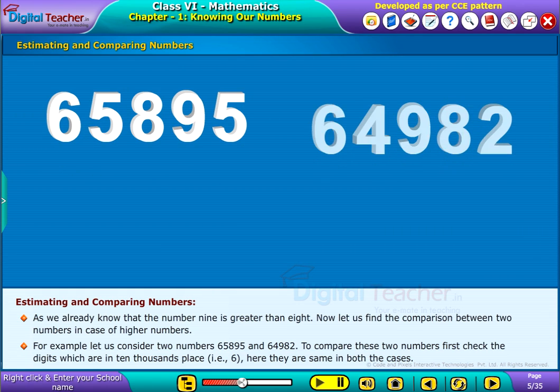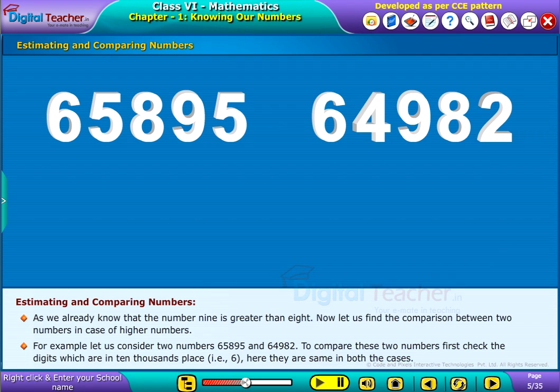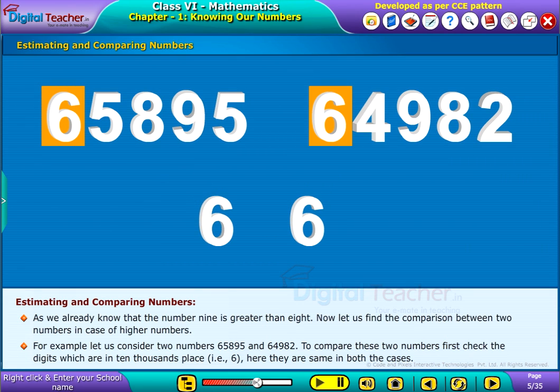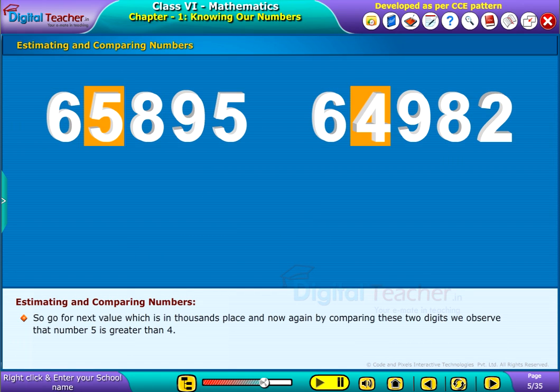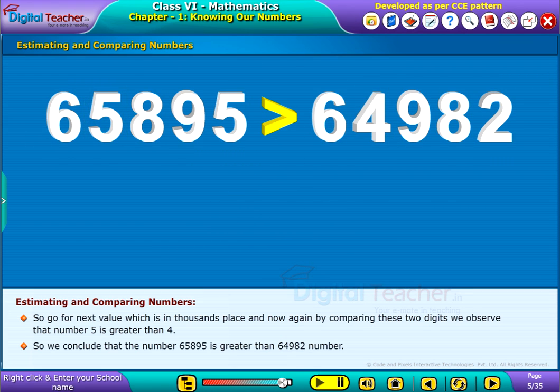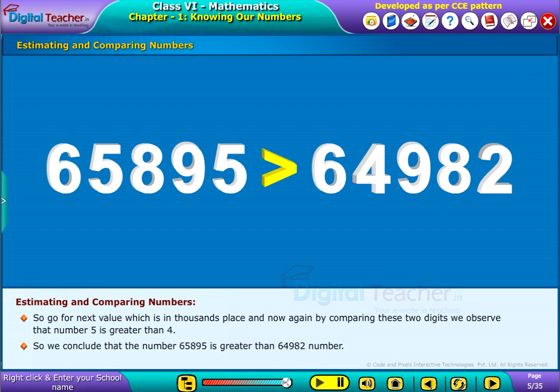65895 and 64982. To compare these two numbers, first check the digits which are in 10,000s place, that is 6. Here they are same in both the cases. So go for next value which is in thousands place, and now again by comparing these two digits, we observe that the number 5 is greater than 4. So we conclude that the number 65895 is greater than 64982 number.